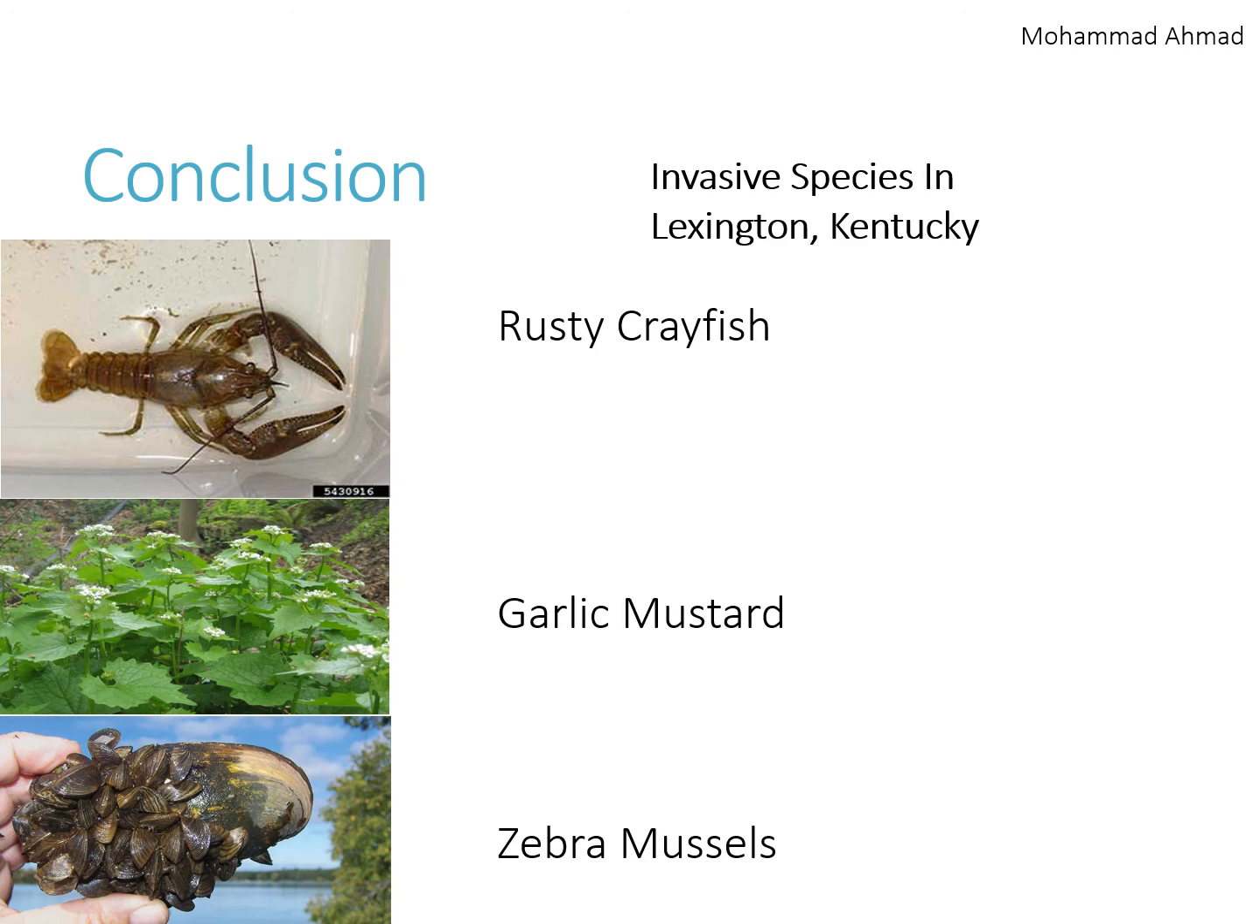Next is the garlic mustard plant. These plants are an aggressive competitor for light, water, and nutrients, and they will remove native plants from their habitats. And lastly, we have the zebra mussels. Zebra mussels can form layers upon layers of living mussels. Because of this, they can clog our pipes, and they steal food sources from native species.